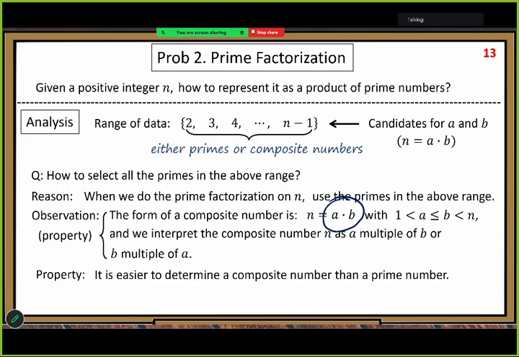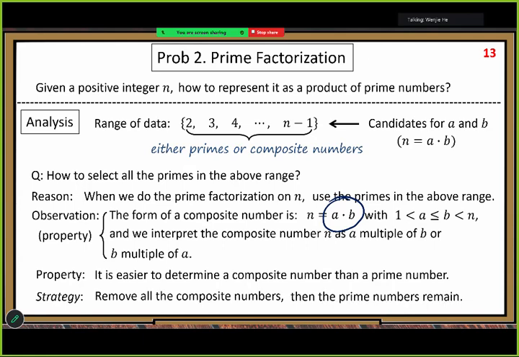So we did the analysis. Now, strategy. Based on all the understanding here, we come up with some strategy for our problem solving. Remove all the composite numbers, then the prime numbers remain. This strategy is the basic idea of the sieve of Eratosthenes. Next, let me talk about the sieve algorithm.